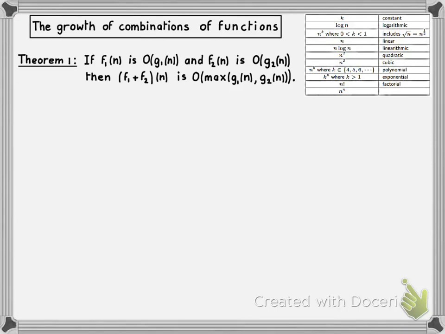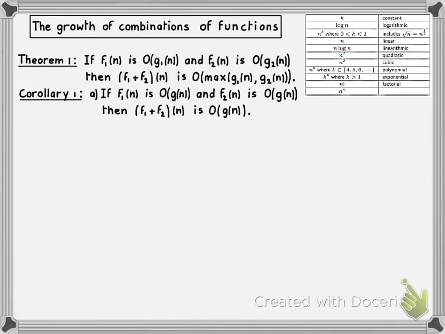This corollary is going to have two parts. Part A states that if the function f1 of n is big O of g of n, and the function f2 of n is also big O of g of n, then the sum of these two functions, f1 plus f2, is also big O of g of n. Now the reason this is a corollary of the first theorem is because it's an obvious consequence of it.